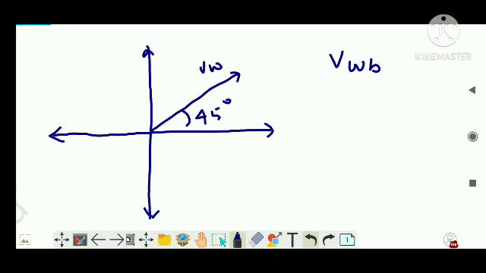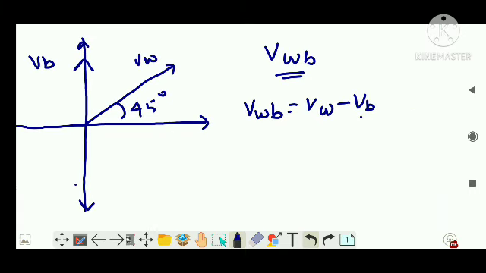Suppose the boat is going to move in the north direction. So this is the boat's velocity, let's name it VB. And you are asked the velocity of wind with respect to boat. How would you write this? V_WB, that is the velocity of wind minus the velocity of boat. We are not writing ground, but it's actually with respect to ground itself. So V_W minus V_B.